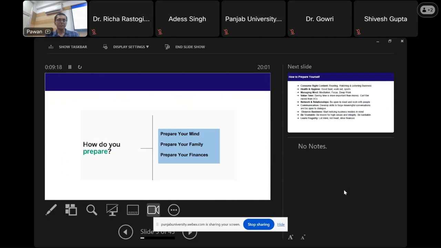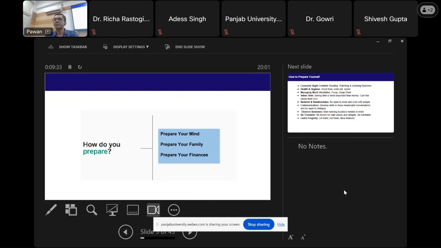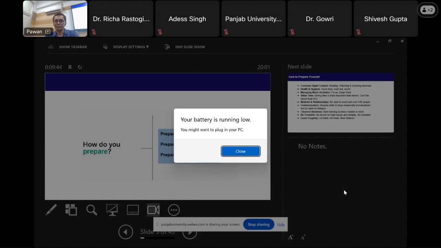Okay, so this was when you're doing a startup, you need to prepare certain things. You need to prepare yourself mentally, prepare your family to support you, and of course, prepare your finances. In this, prepare your family. I find many startups move on and at one stage the family becomes very heavy, and the family has to change the course. So what type of preparation?